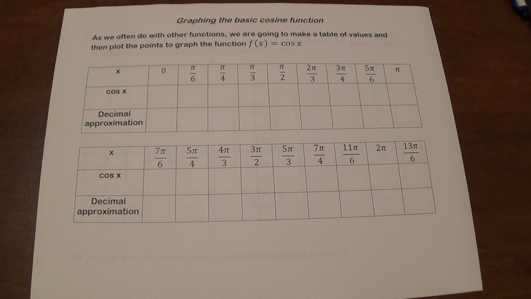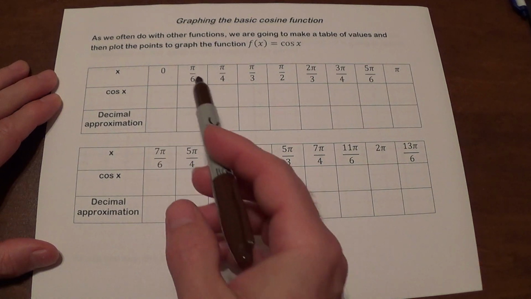Hi, in this video we're going to take a look at the graph of the basic cosine function. So we're going to do the same thing that we do with a lot of functions. We're going to make a table of values and then plot them and see what it's going to look like. So let's go ahead and start. I already have it pre-filled with x values.